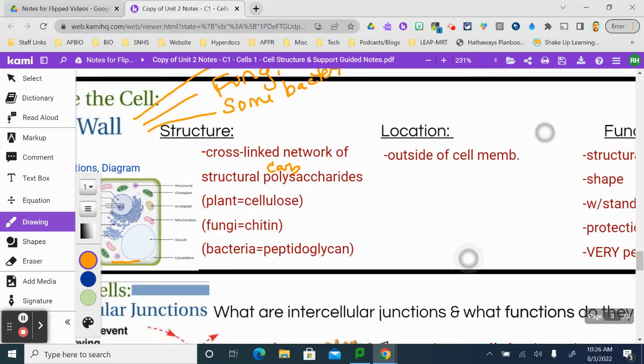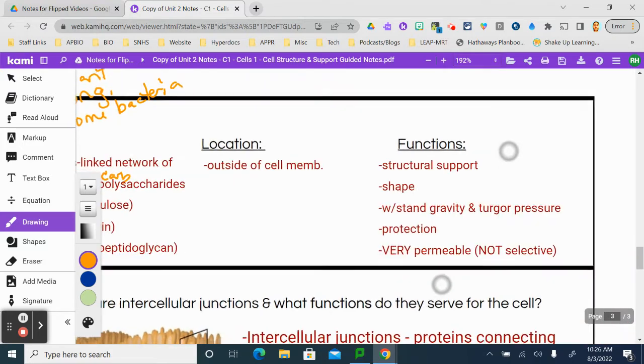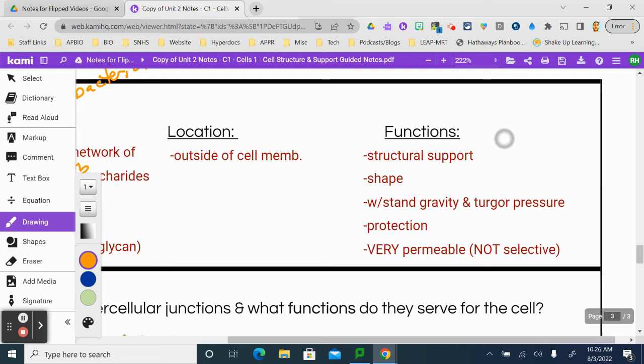Location: outside the cell membrane. Functions: structure is the big thing. Structure and shape. The cell membrane is flexible. The cell wall is not. And so when we're talking about these plants that don't have a skeletal system, yet they're able to grow upright, and some of these trees are able to grow hundreds and hundreds of feet up into the air, well, it's really the cell wall that provides for this structural support.